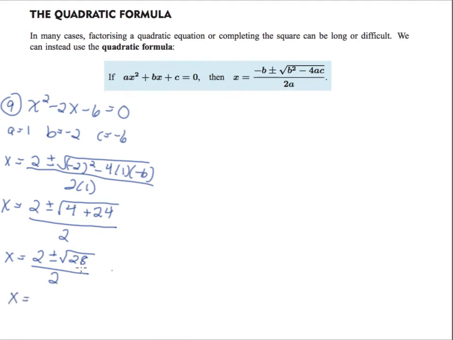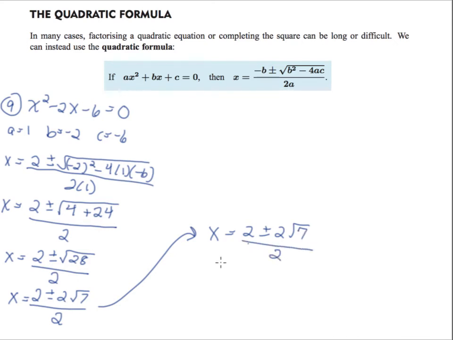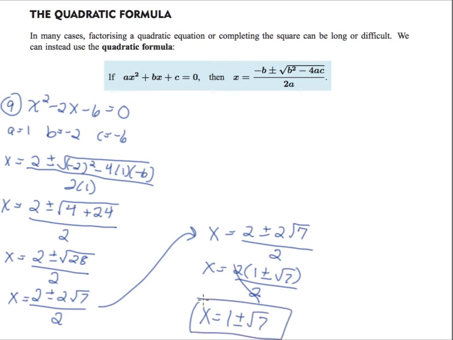Now we need to simplify the radical as much as possible. Well, I know 4 times 7 equals 28. Well, 4 is a perfect square, so the square root of 28 becomes 2 square root of 7. I know I have a GCF on top, so I can factor out the 2 from the top and the 2 from the bottom. So that leaves us 1 plus or minus the square root of 7. The 2's cancel out, and x is equal to 1 plus or minus square root of 7. We've solved number 9 using the quadratic formula.